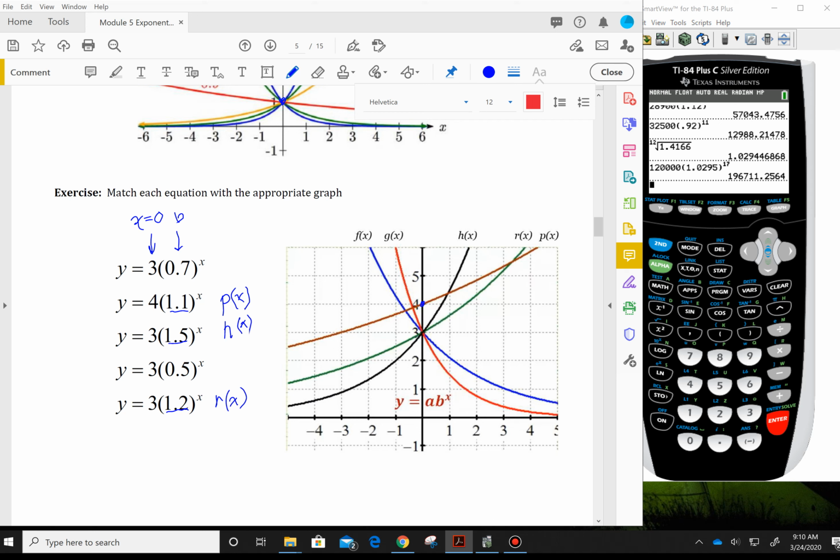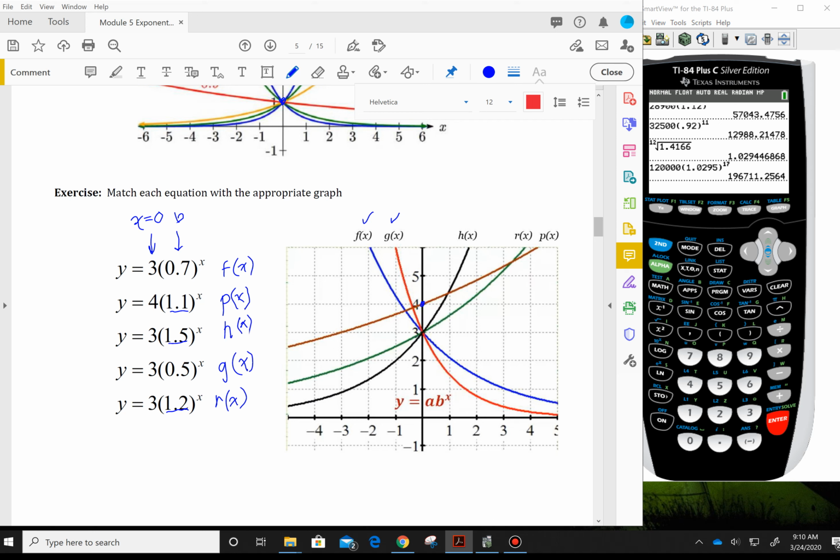For the two graphs that are remaining, I'm noticing that the value of the base b is between 0 and 1. And so these have to be decreasing exponential functions, so either f of x or g of x. Remember, the closer that the base b is to 1, the flatter the graph. And so that tells me that this first one, 0.7, is closer to 1 than 0.5, so this has to be the graph of f of x. This one has to be the graph of g of x.